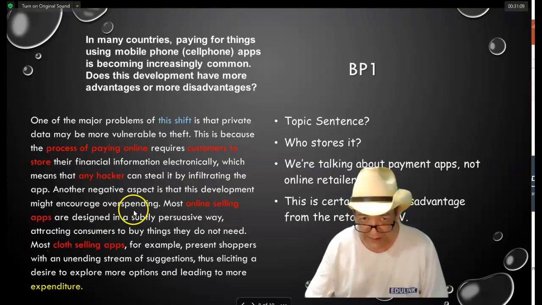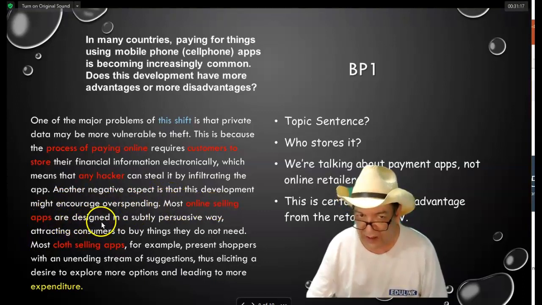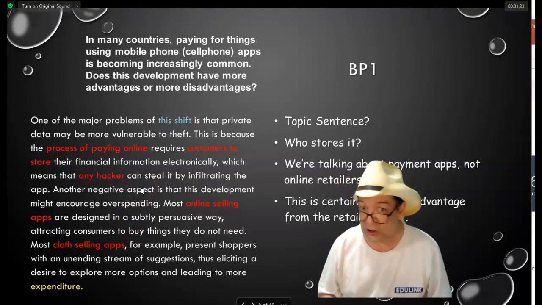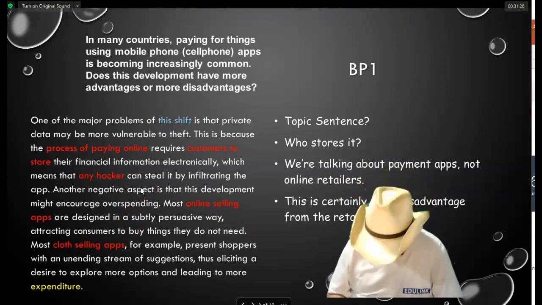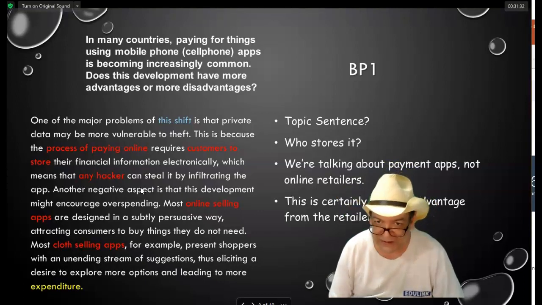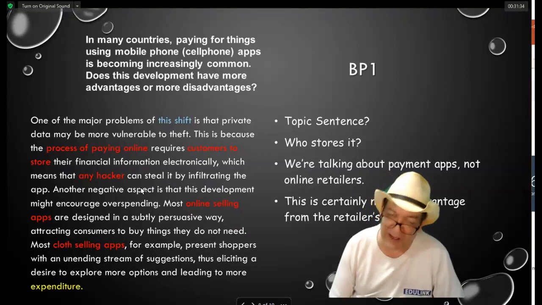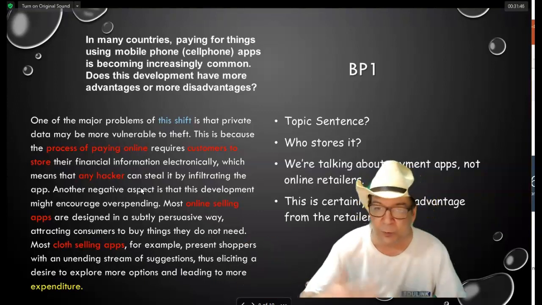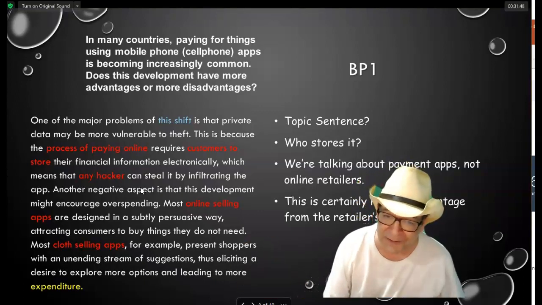Yes, we find here: another negative aspect is that this development might encourage overspending. What? Most online selling apps are designed in a persuasive way. I have some of those as well, particularly the cloth selling apps. Yes? But yeah, they do. But that's not what we're talking about. We're not talking about the apps for retailers. We're talking about things like Wave Money and KBZ Pay and Aya Bank Pay and these ways that are accepted in many, many, many places in real life. This is not about shopping online, unfortunately.